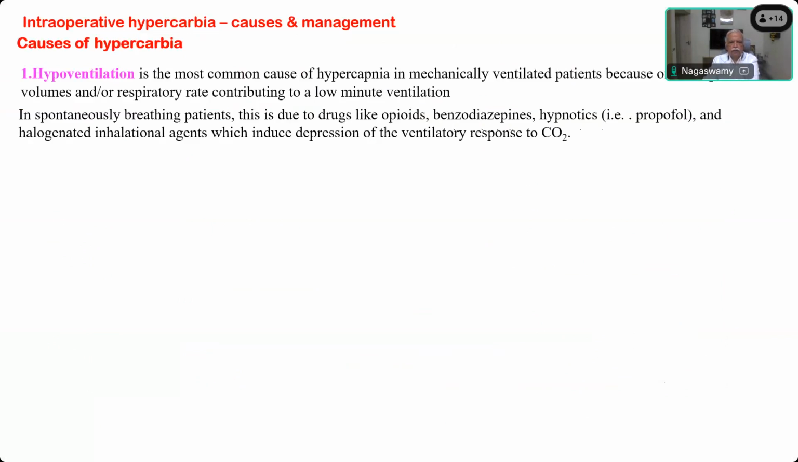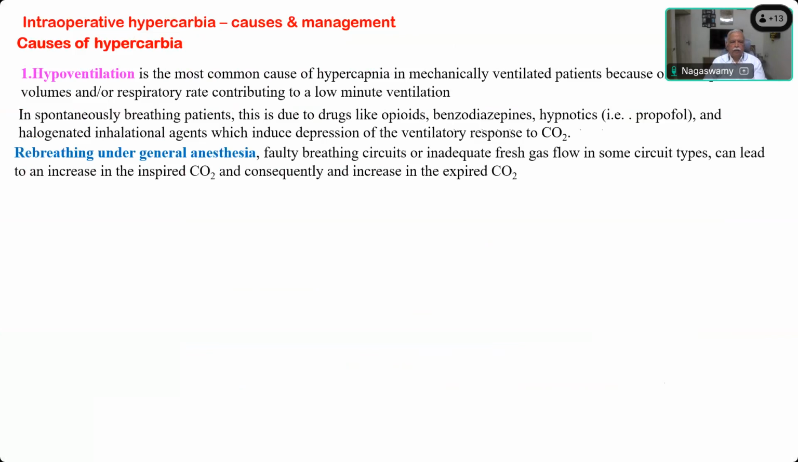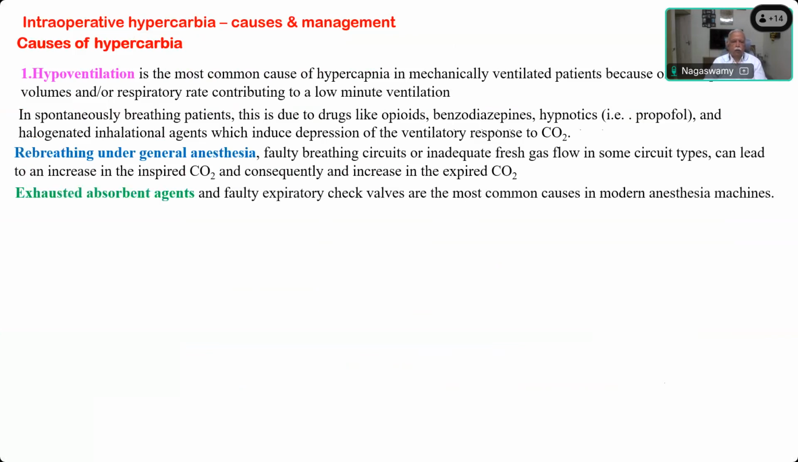Whereas in a spontaneously breathing patient, this is due to drugs like opioids, benzodiazepines, hypnotics, and inhalation agents, which all depress the ventilatory drive and cause the accumulation of CO2. And rebreathing under general anesthesia, by faulty breathing circuits or inadequate fresh gas flow in some circuit types, can lead to an increase in inspired CO2, which accumulates and causes an increase in the expired CO2. So the inspired CO2 itself becomes more here. FiCO2 becomes more. And exhausted absorbed agents can also be the culprit in these cases.